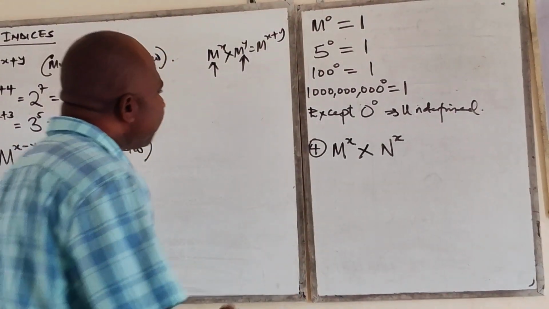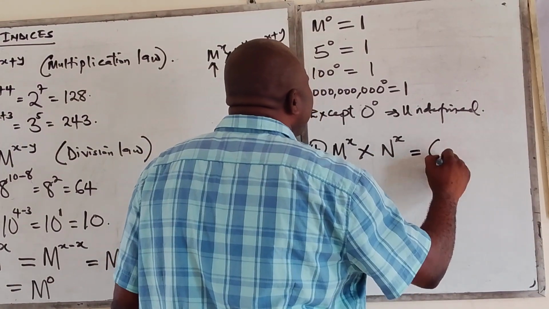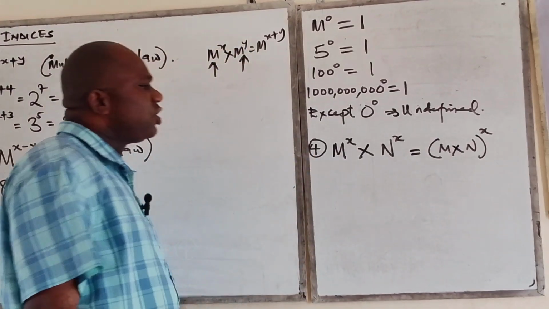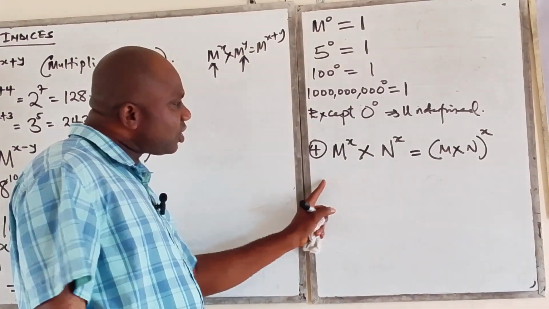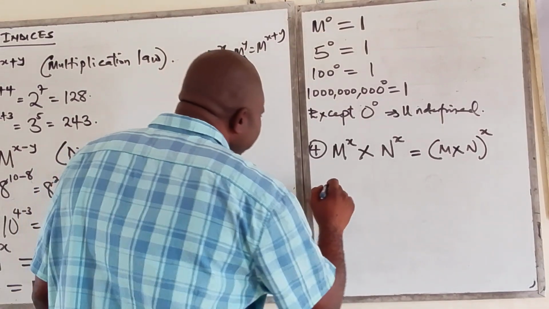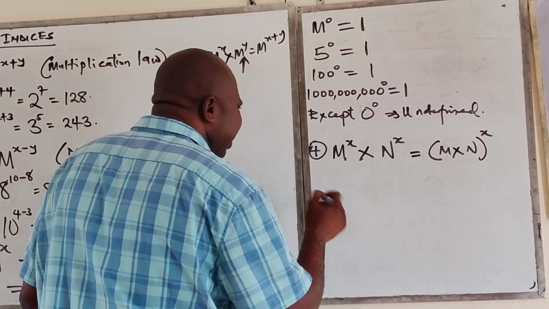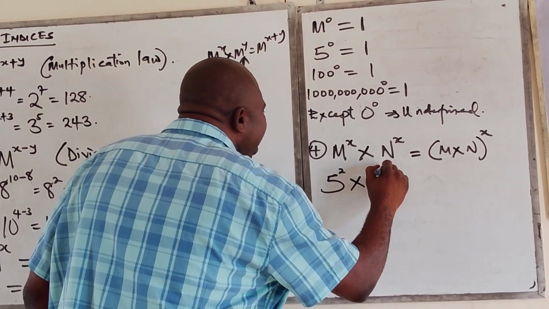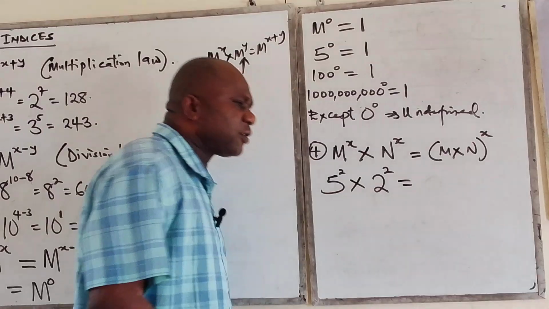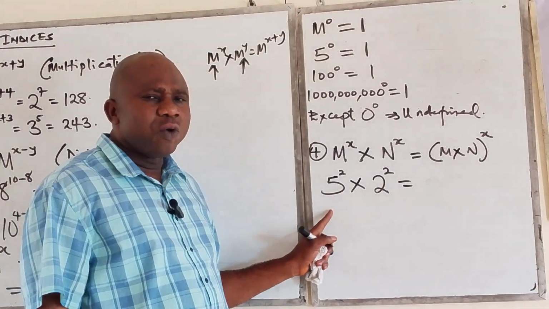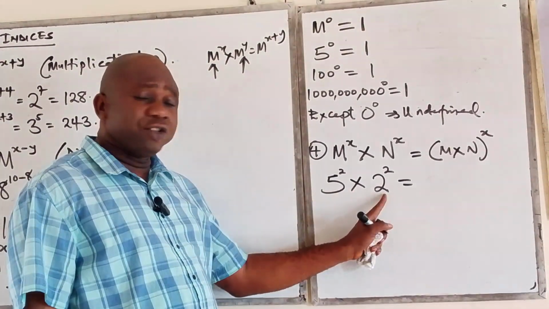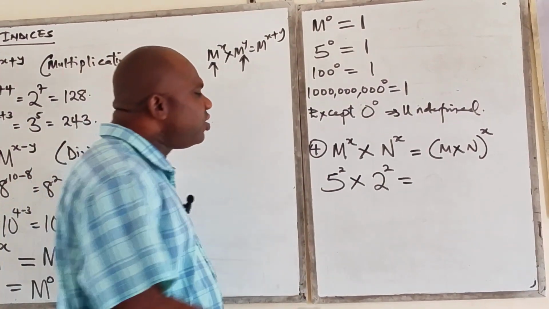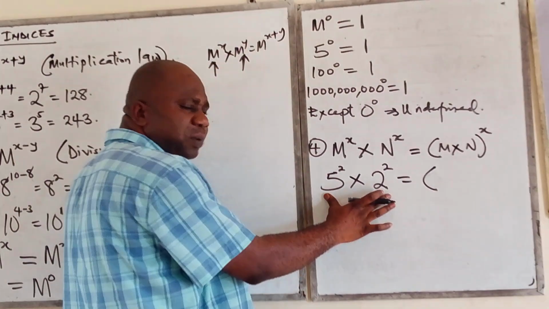So in this case, this is the same as saying we have m times n all raised to the power of x. This is the law. Let's look at an example. 5 raised to the power of 2 times 2 raised to the power of 2. If you look at this, the bases are not equal. The base here is 5, the base here is 2. But looking at the powers, 2, 2, the powers are equal. So because the powers are equal, you just have to multiply the bases.